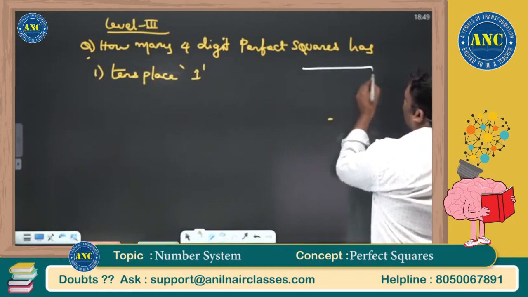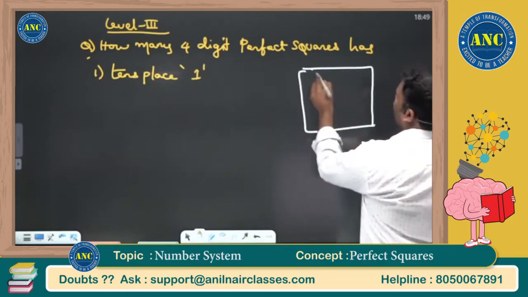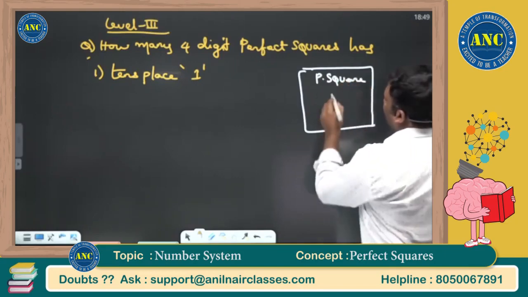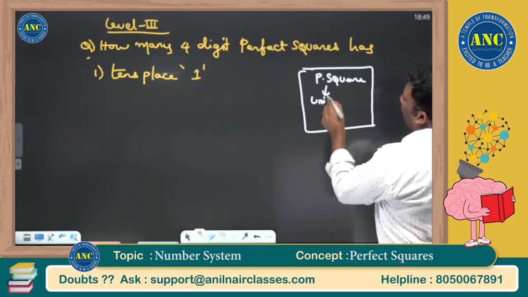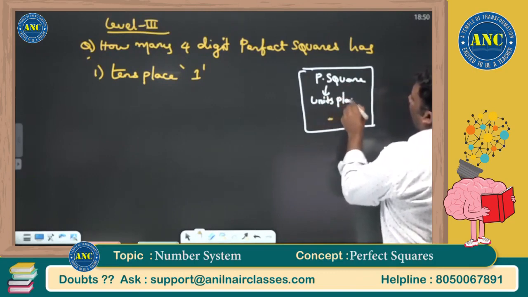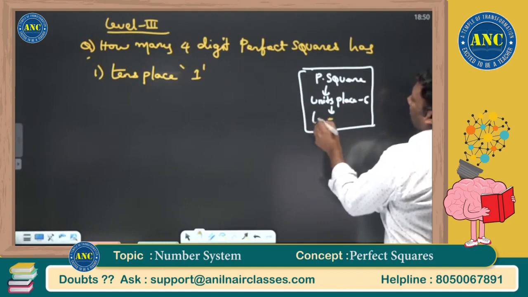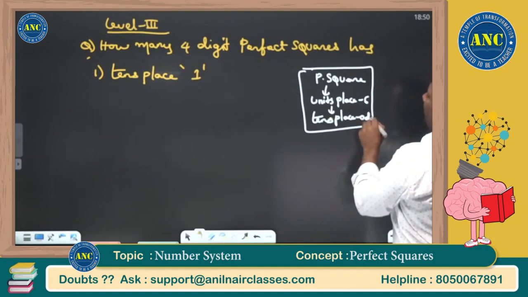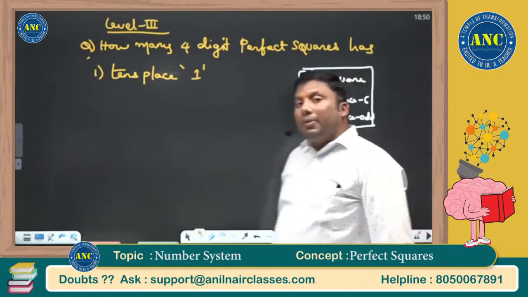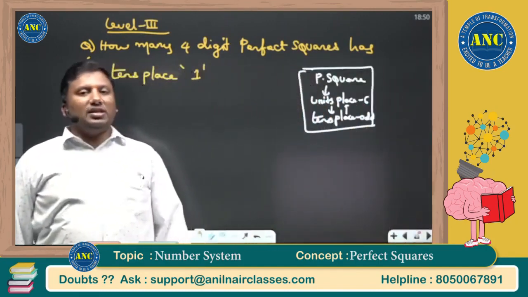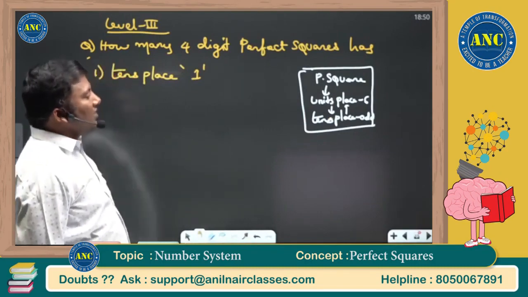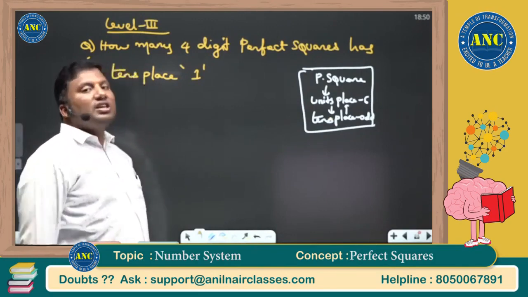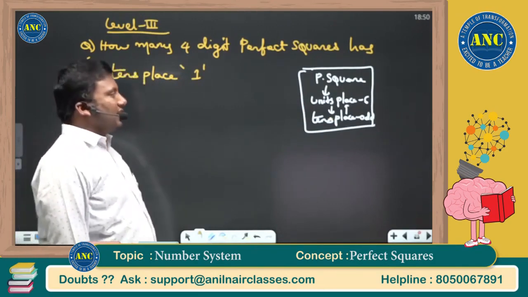In my previous class, we discussed a concept. What is that concept? If the number is a perfect square and the units place is 6, then the tens place will be odd. Vice versa is also true. If the tens place is odd, then the units place is 6. I will prove it to you.